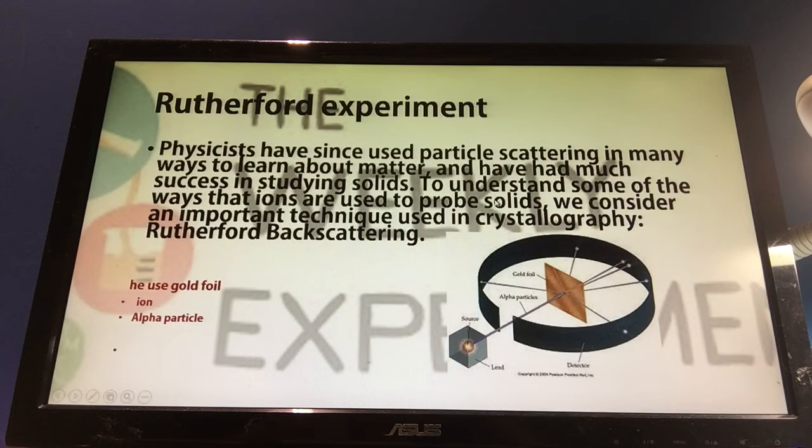His experiment. Physicists have since used particle scattering in many ways to learn about matter, and have had much success in studying solids. To understand some of the ways that ions are used to probe solids, we consider an important technique used in crystallography, Rutherford backscattering. He used gold foil, ion, and alpha particle.